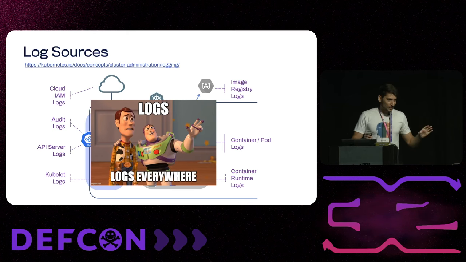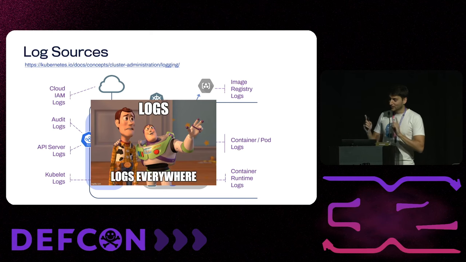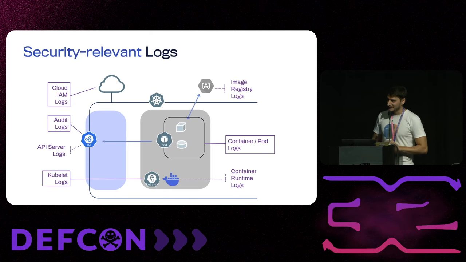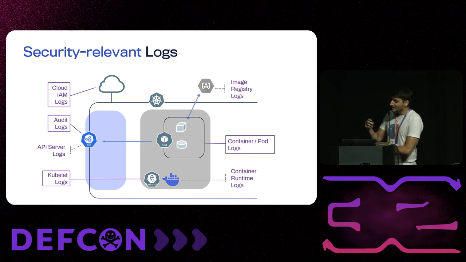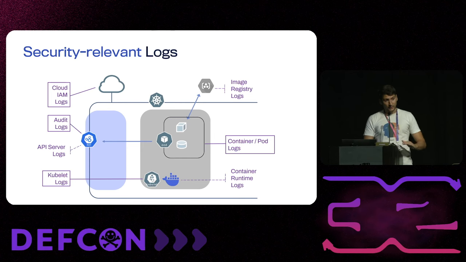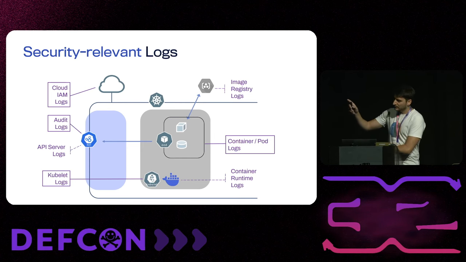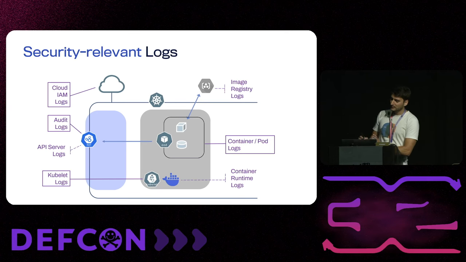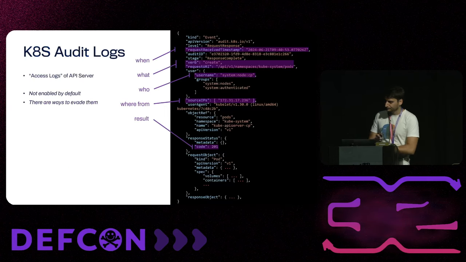There's just a ridiculous amount of logs flowing throughout your cluster, but not all of them are useful for detecting attacks. The ones that are, are those selected here. It's those that answer not so much why something happened, but rather who did what, when, and where from. And these security-relevant log sources map to the execution levels, if you remember from the previous slide, which provides us visibility on the container level, on the node level, and the control plane level. And alongside those, I've also highlighted the cloud IAM logs, because if you're running a managed cluster, identity is always of security interest.